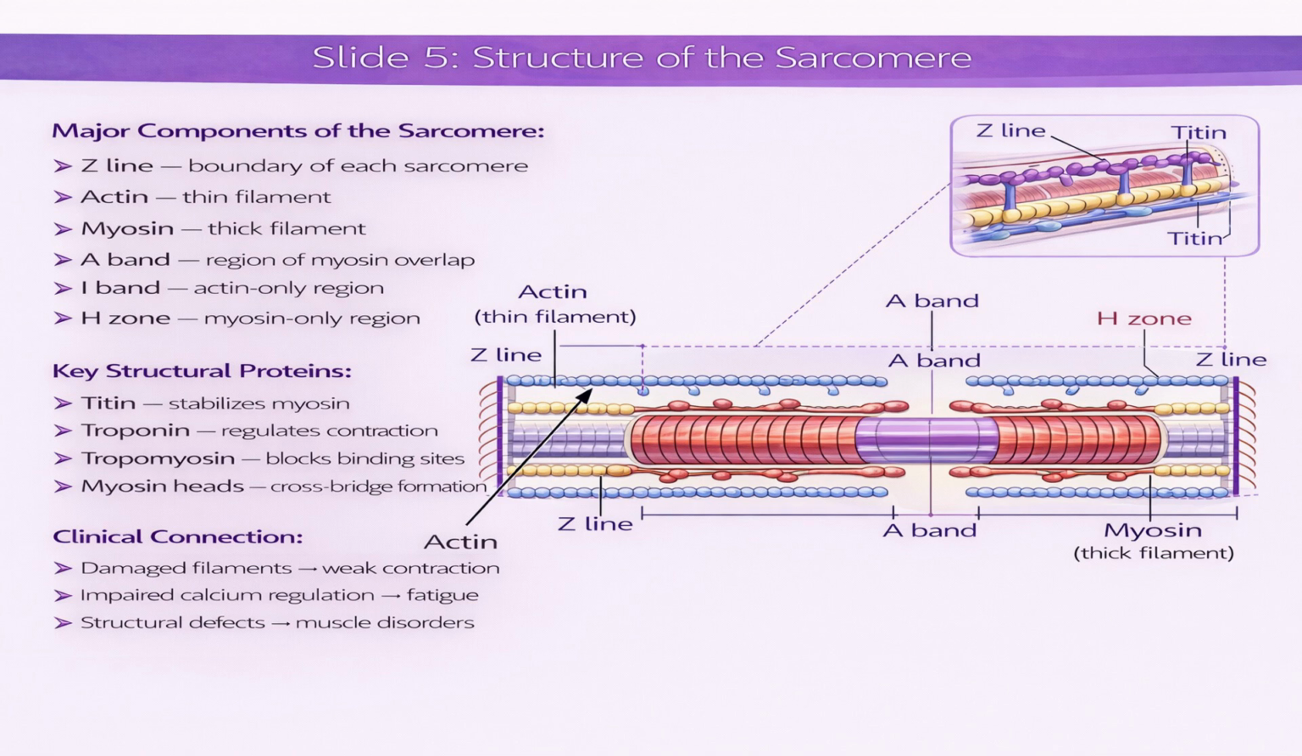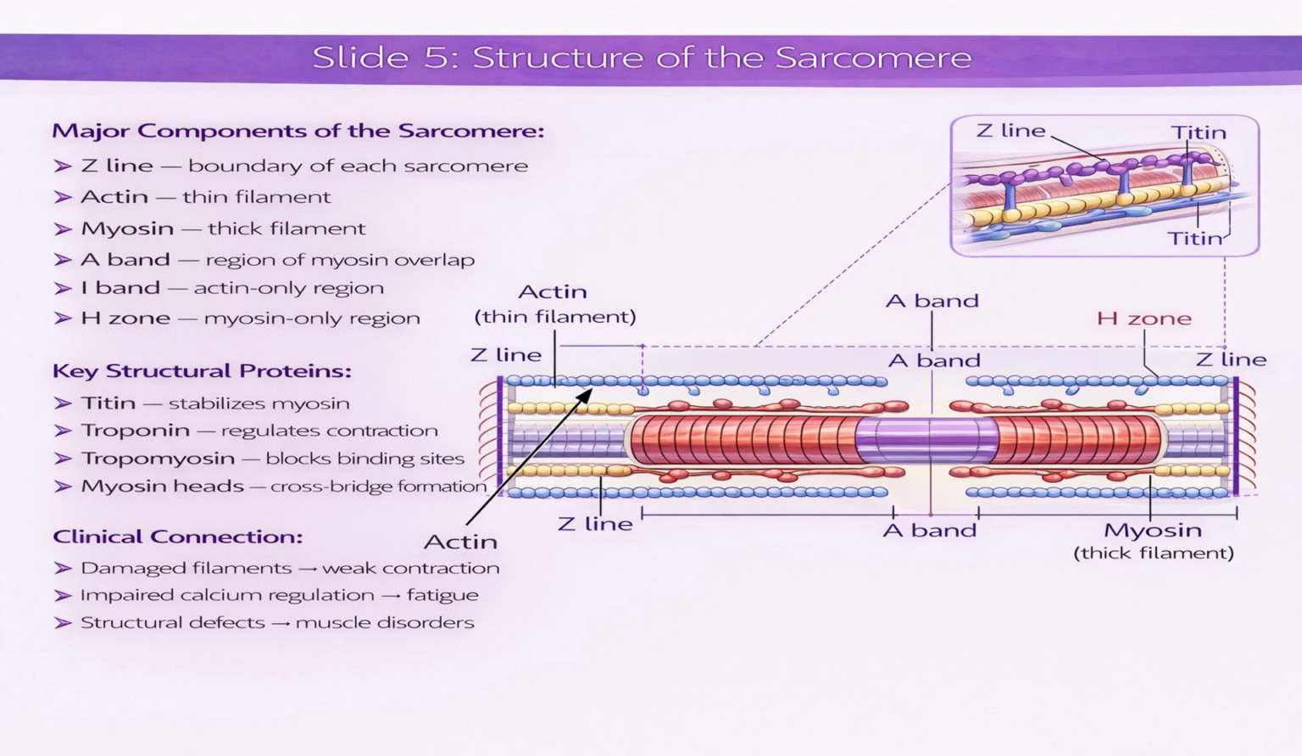Skeletal muscle contraction occurs at the level of the sarcomere, which represents the fundamental structural and functional unit of a muscle fiber. Each sarcomere extends from one Z-line to the next and contains precisely arranged protein filaments that enable force generation.